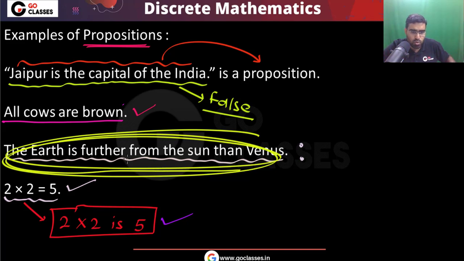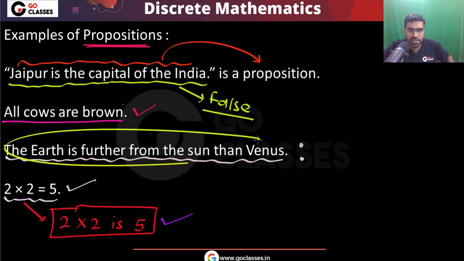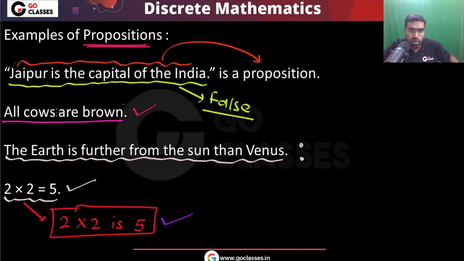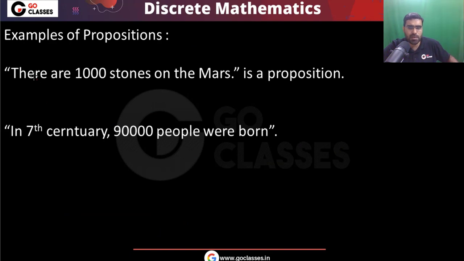If it is true, then it cannot be false. If it is false, then it cannot be true. Only one of them can be. So, very simply, this sentence is either true or false, but not both. That is the reason I can say this is also a proposition. Next, let's see this example.